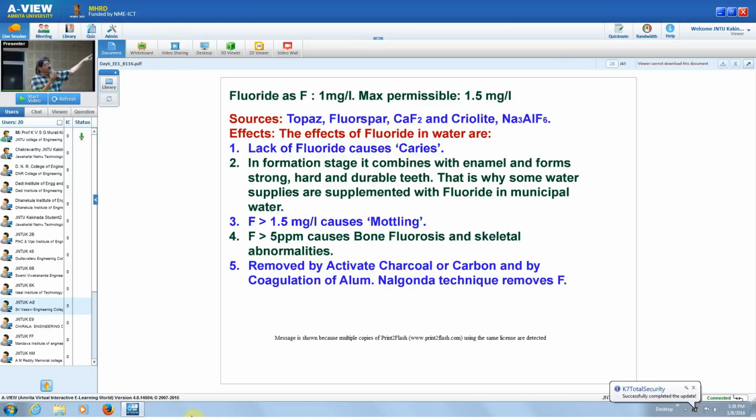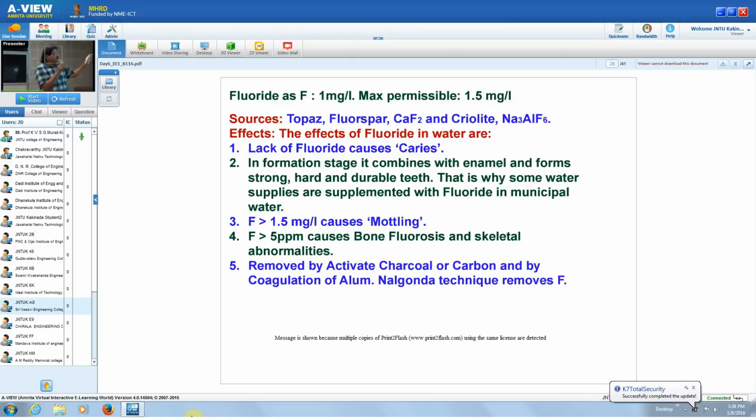Second point, in formation stage fluoride combines with enamel and forms strong, hard and durable teeth. That is why some water supplies are supplemented with fluoride in municipal water also.